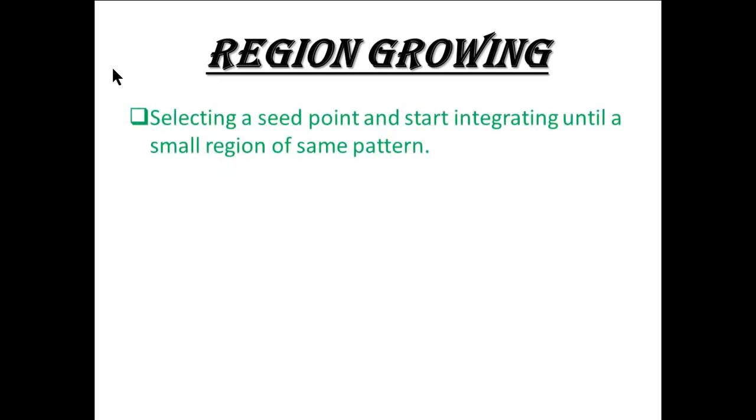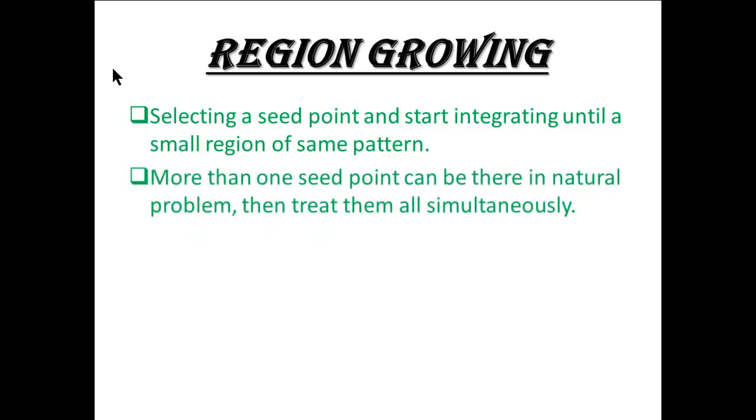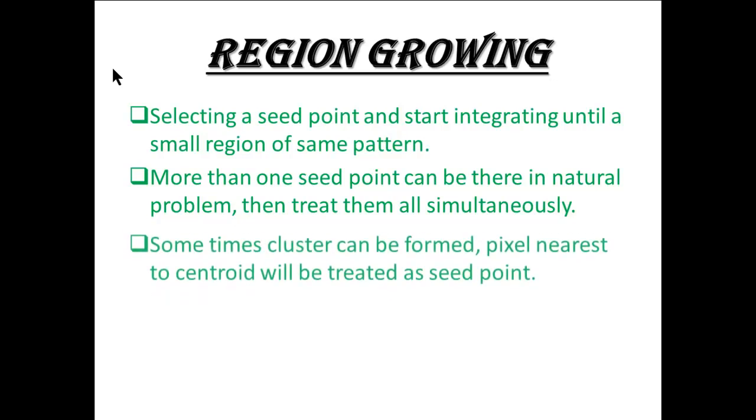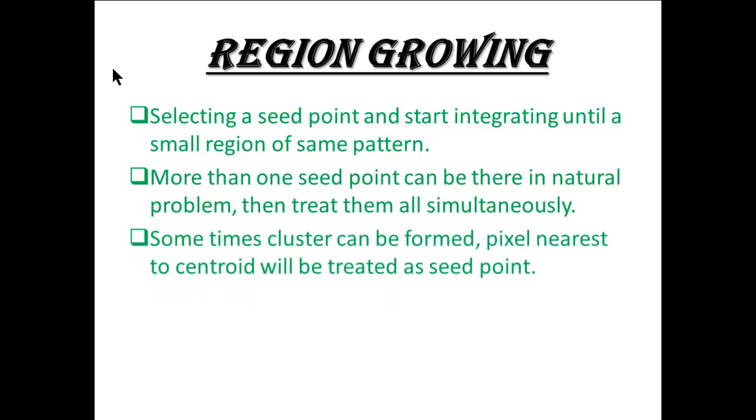Now, region growing. Selecting a seed point and starting integrating until a small region of the same pattern is formed. More than one seed point can be there in natural problems. Then treat them all simultaneously. Sometimes clusters can be formed. The pixel nearest to the centroid will be treated as a seed point.